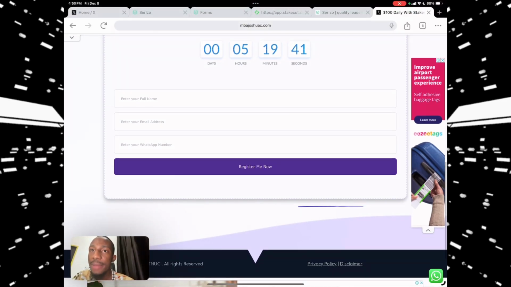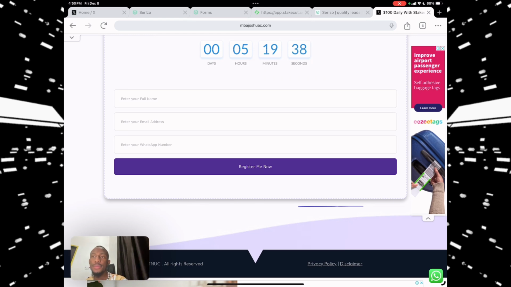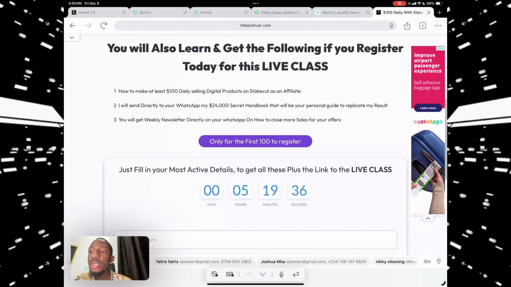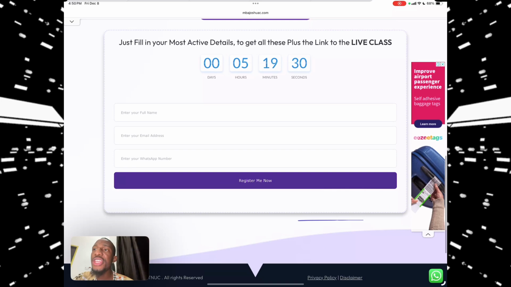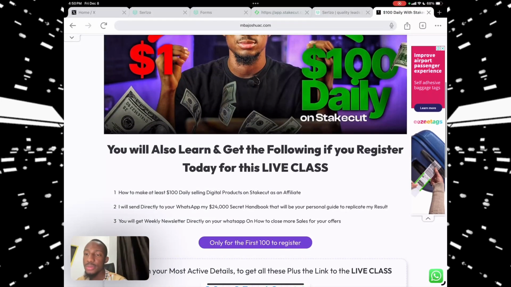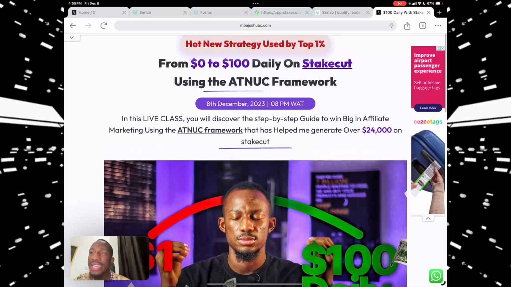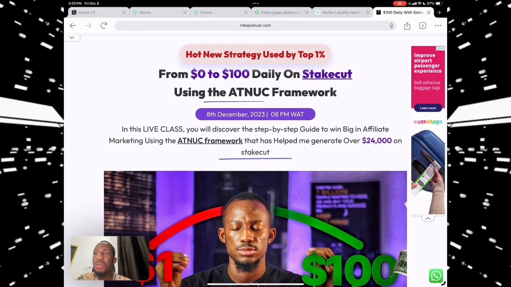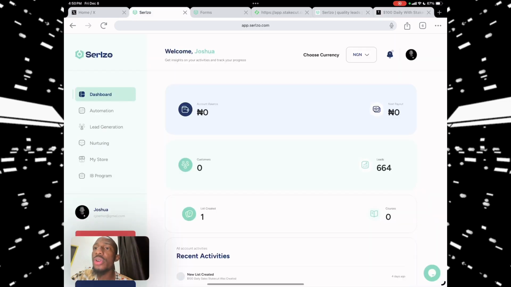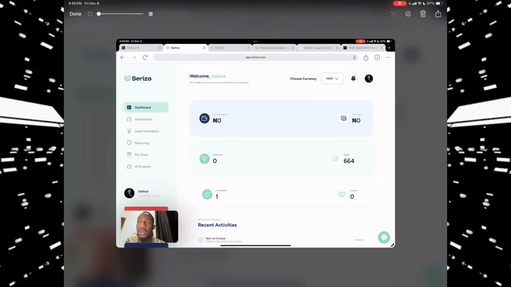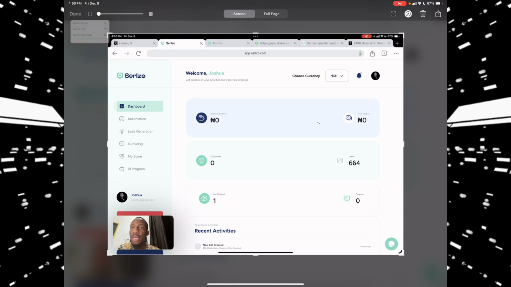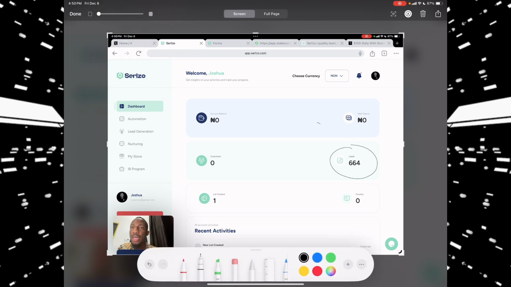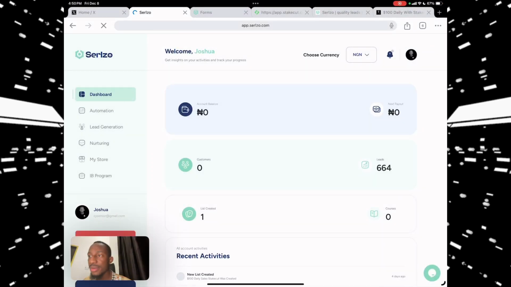And then the form. So people are coming and they are seeing where to fill in their information. Now, when they fill in their information, you have it stored for you on Serlzo. For example, look at the number here. The number here is 664, right? Let me refresh. How many numbers do we have now?